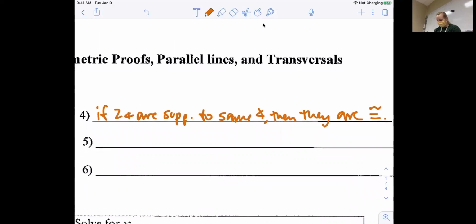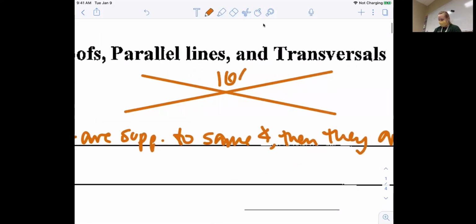Let's think about what that looks like. I think the best way is doing like linear pairs and vertical angles. Let's say this angle up here is 160. How much is this angle that is supplementary to it going to be?